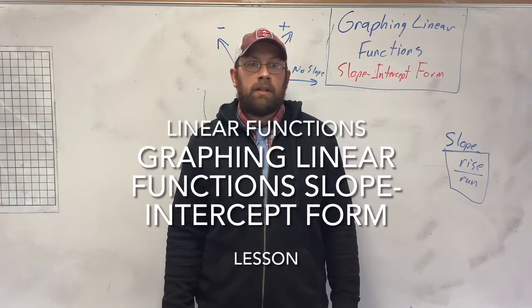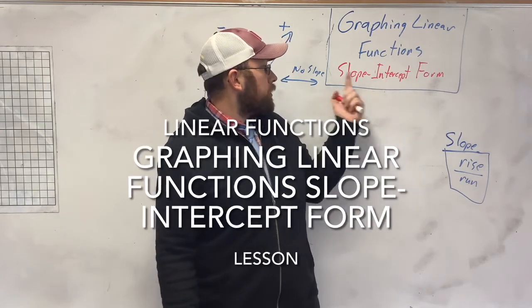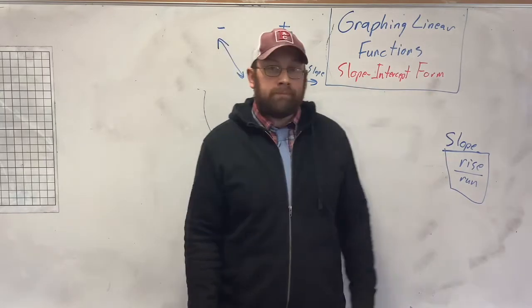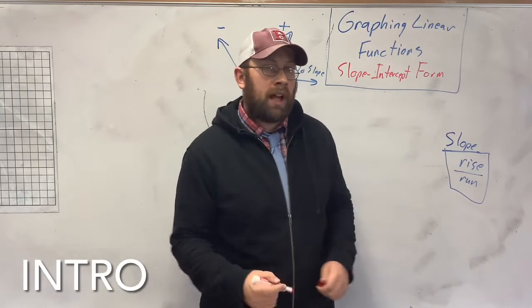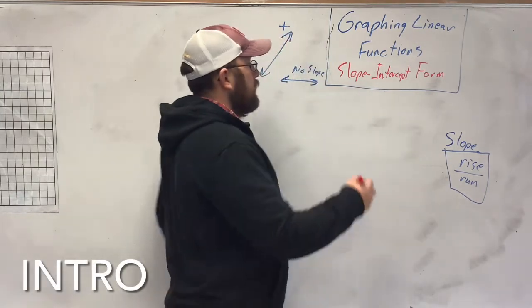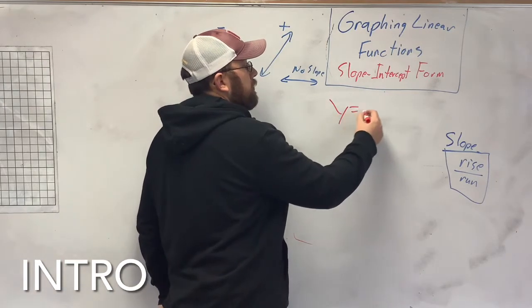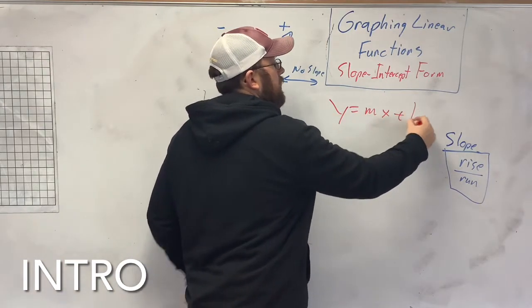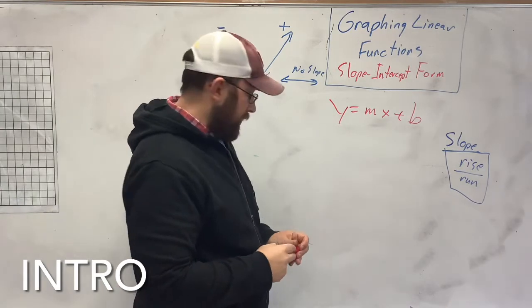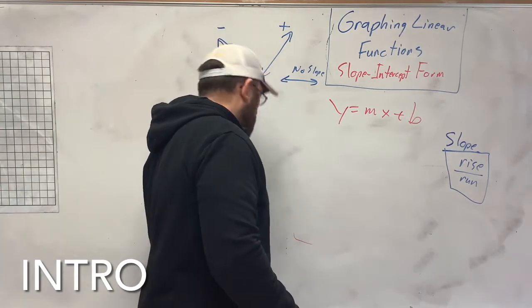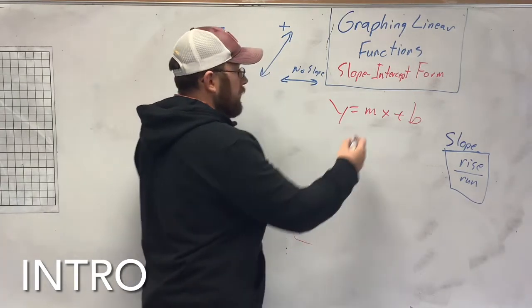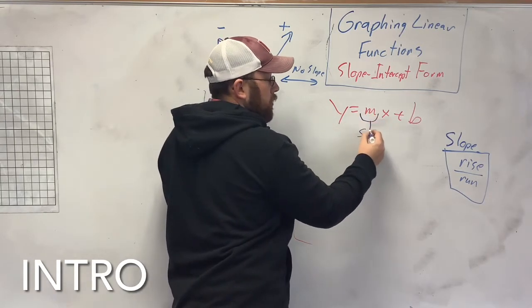Hello, today we're talking about graphing linear functions, slope-intercept form. The slope-intercept form is the more common form that you're going to see. It's y equals mx plus b, and by its name you have a slope and a y-intercept. So my m is my slope.